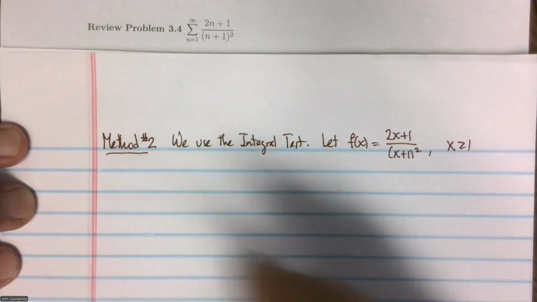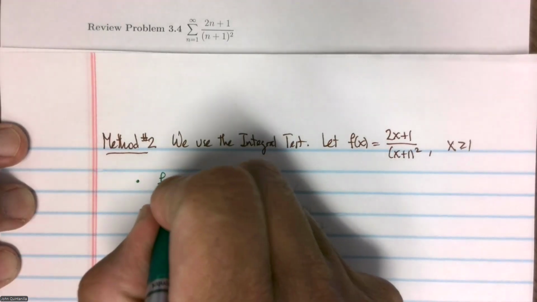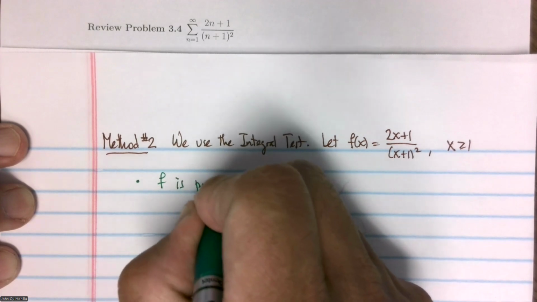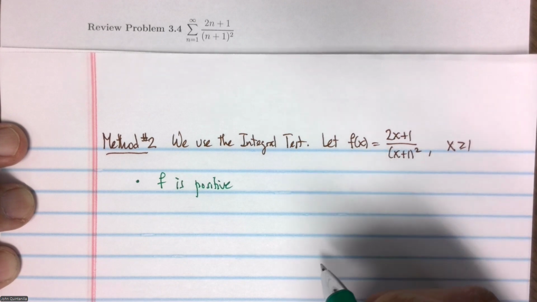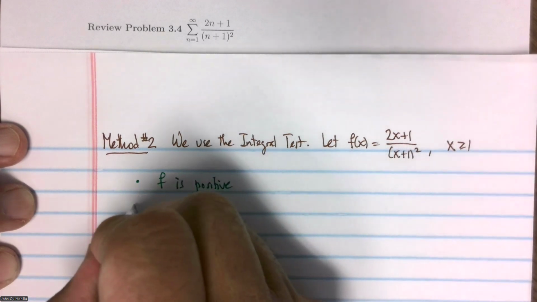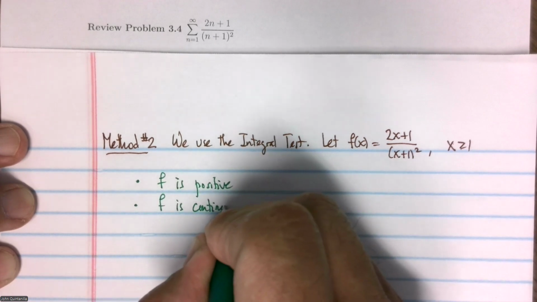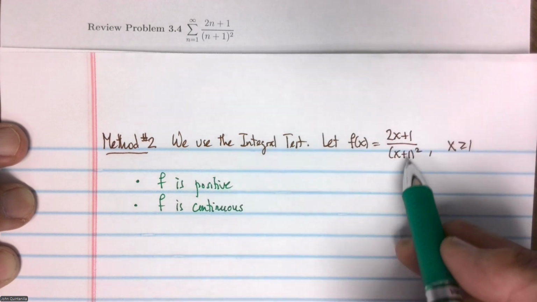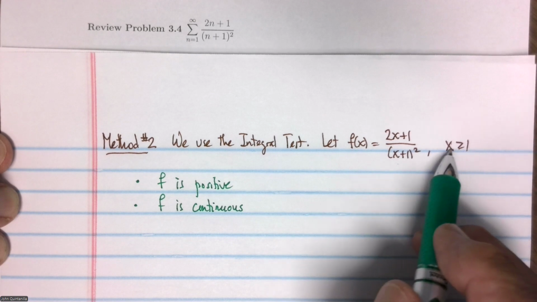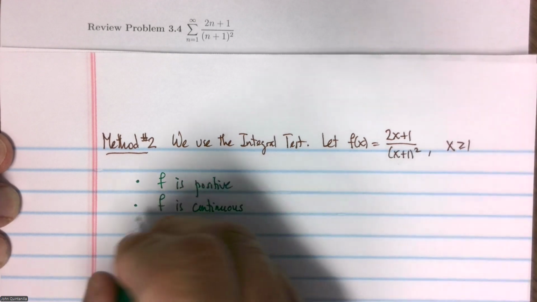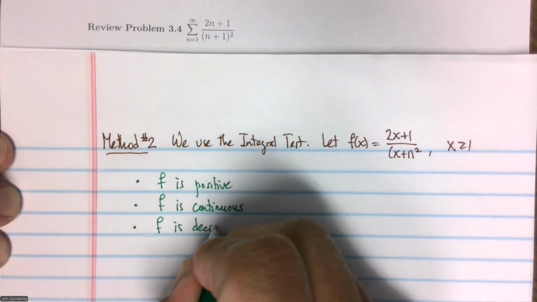To use the integral test, we need to check 3 things. Number 1, f is positive. The numerator is positive if x is greater than or equal to 1. The denominator is positive if x is greater than or equal to 1. So that is a positive function. Number 2, f is continuous. This is a rational function. As long as I don't have the denominator being equal to 0, which can't happen if x is greater than or equal to 1, there's no problems. And the third thing that I have to show, which is going to take a little bit of effort, is that f is decreasing.